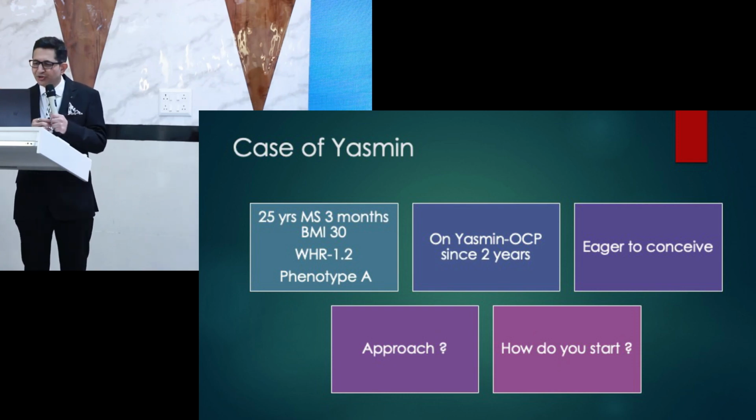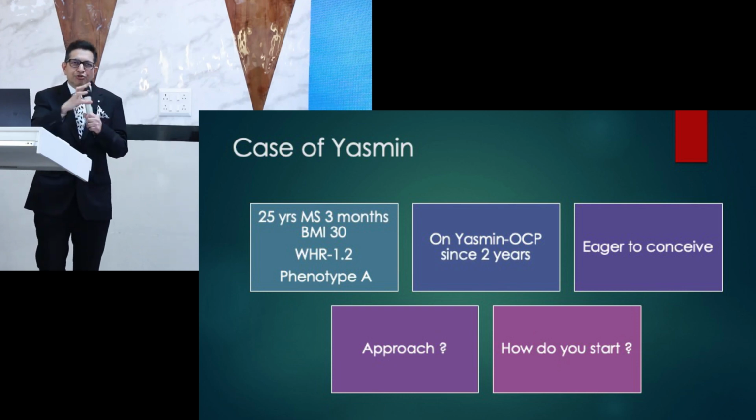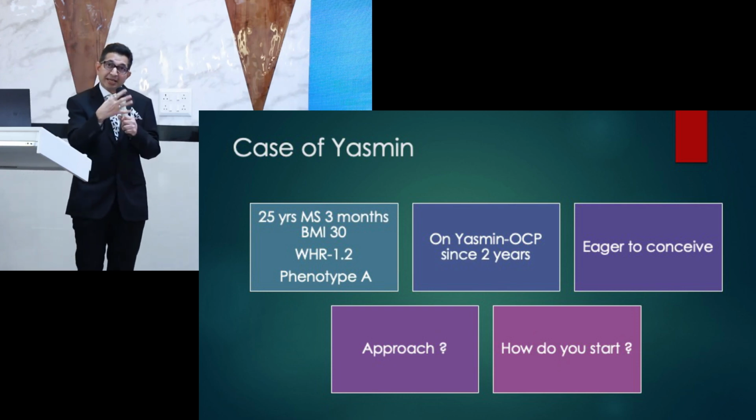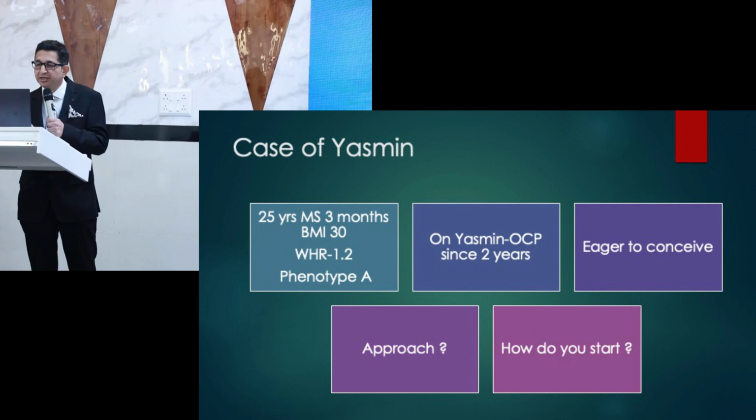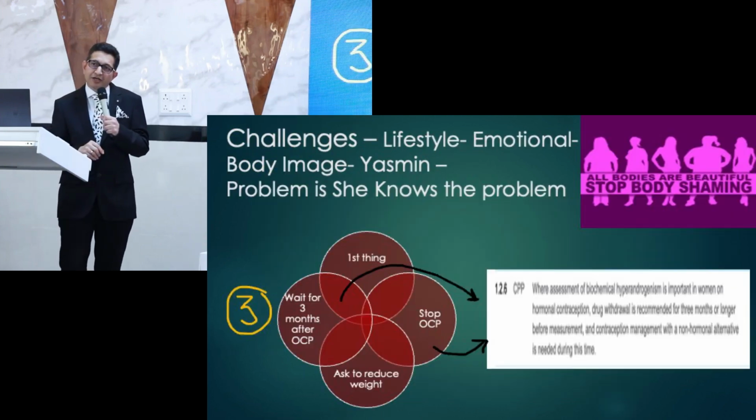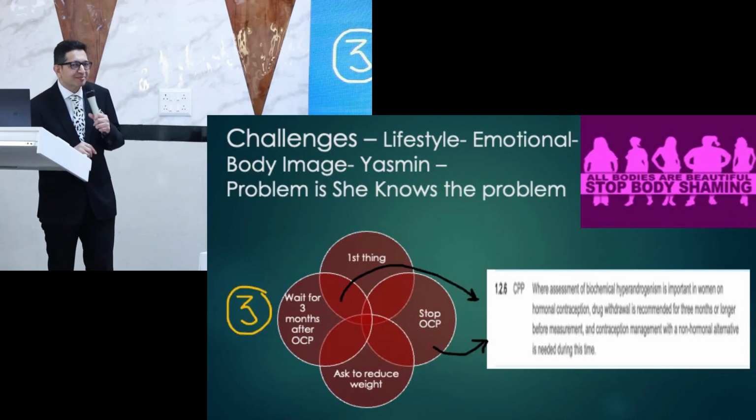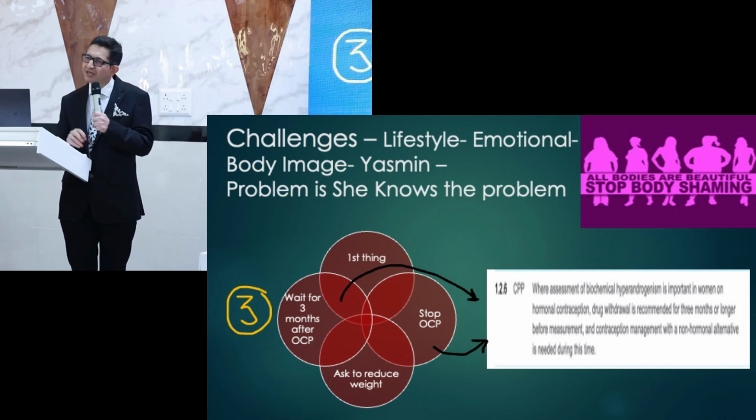What is your approach? How do you start the treatment? You should know the approach, case-wise approach. In case of Yasmin, the first thing which you have to do is stop her OCs and do investigations after 3 months.